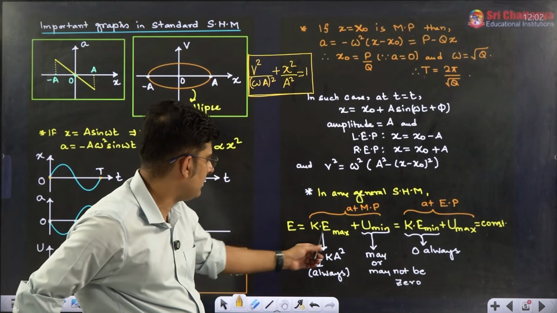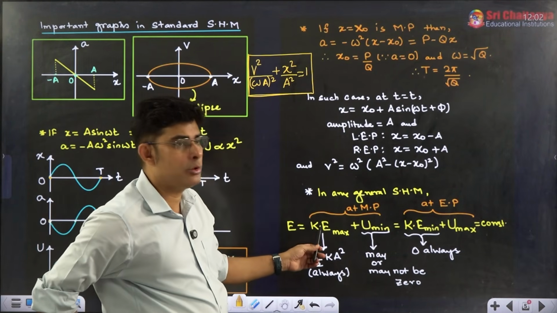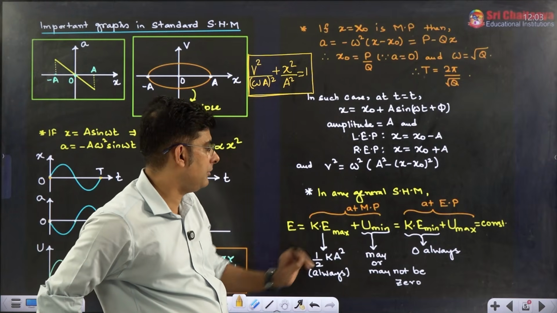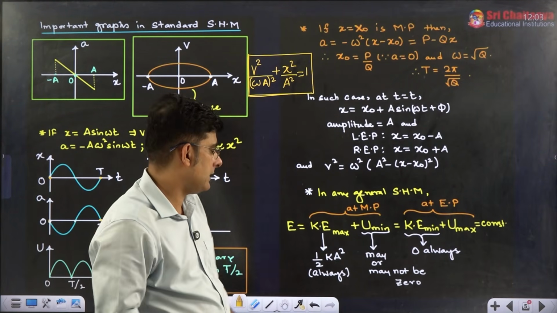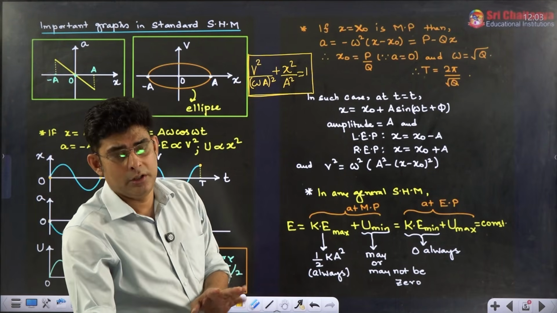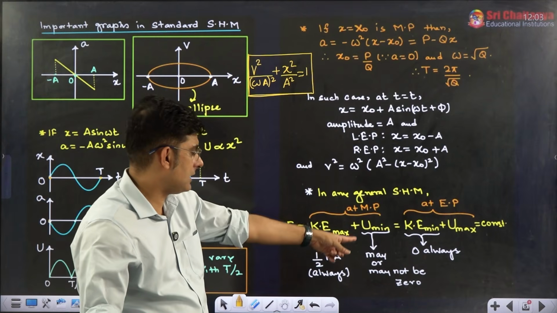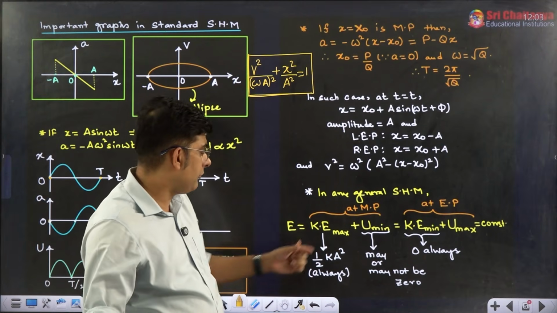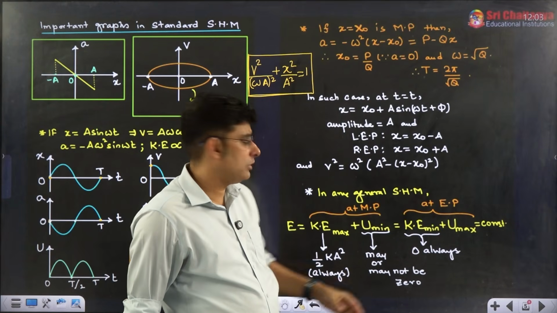In any general SHM, whenever we write energy, we say KE plus U is constant. Now at mean position we know kinetic energy is maximum, potential energy is minimum. At extreme position kinetic energy is minimum, potential energy is maximum. But wait here, it is not necessary that the minimum potential energy is always 0. So there are instances when the minimum potential energy or mean position energy is not 0.